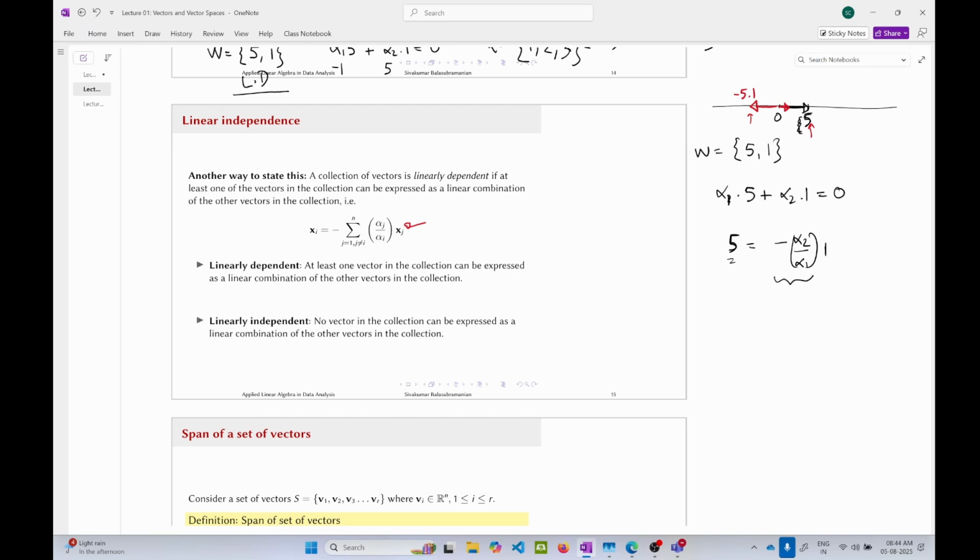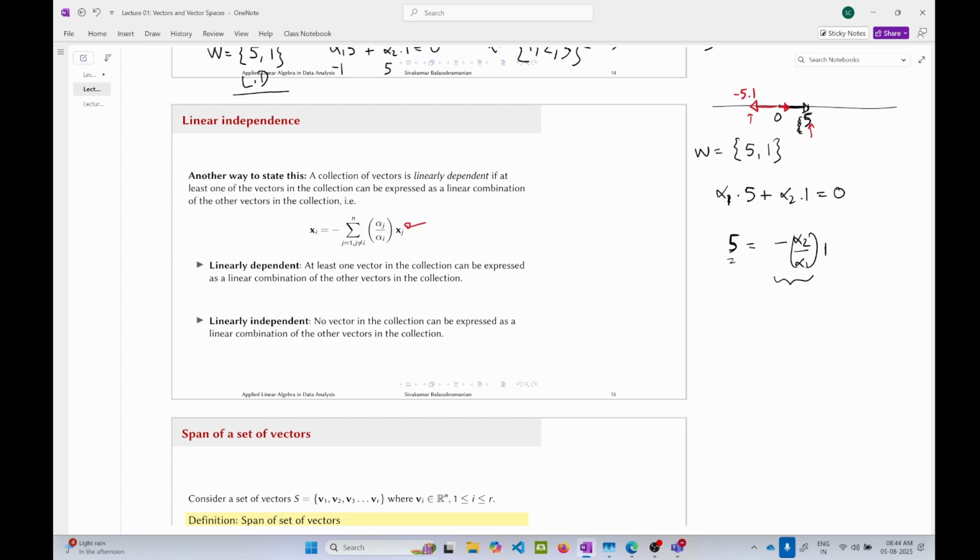If your set has an element which could be produced through a linear combination of other elements in the set, then that set is linearly dependent. If the set has elements that cannot be produced by a linear combination of other elements in the set, then you say it's linearly independent.